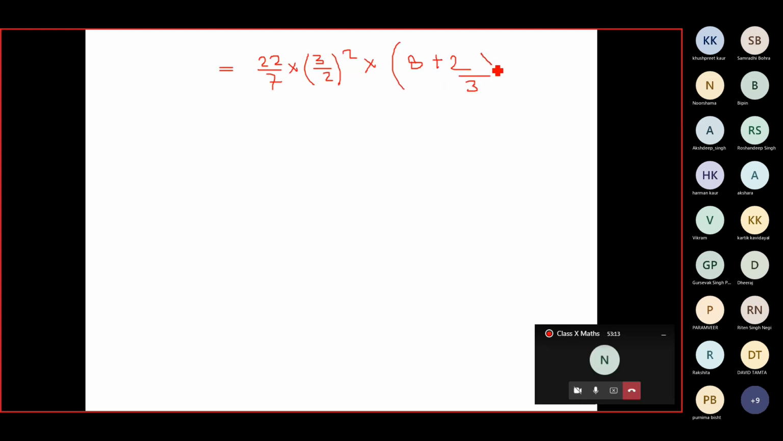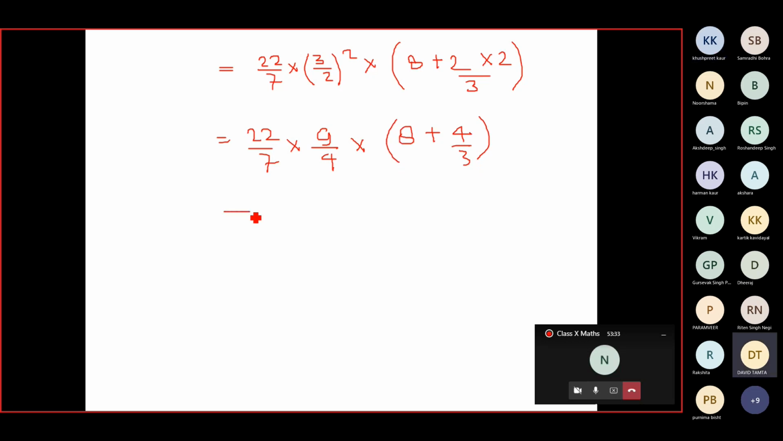So what will it become? 22 by 7 into 9 by 4, since 3 3s are 9 and 2 2s are 4, into 8 plus 4 by 3. Yes or no? Take the LCM. What will it become? 9 by 4 into 8 3s are 24, and 24 and 4 is 28, upon 3.